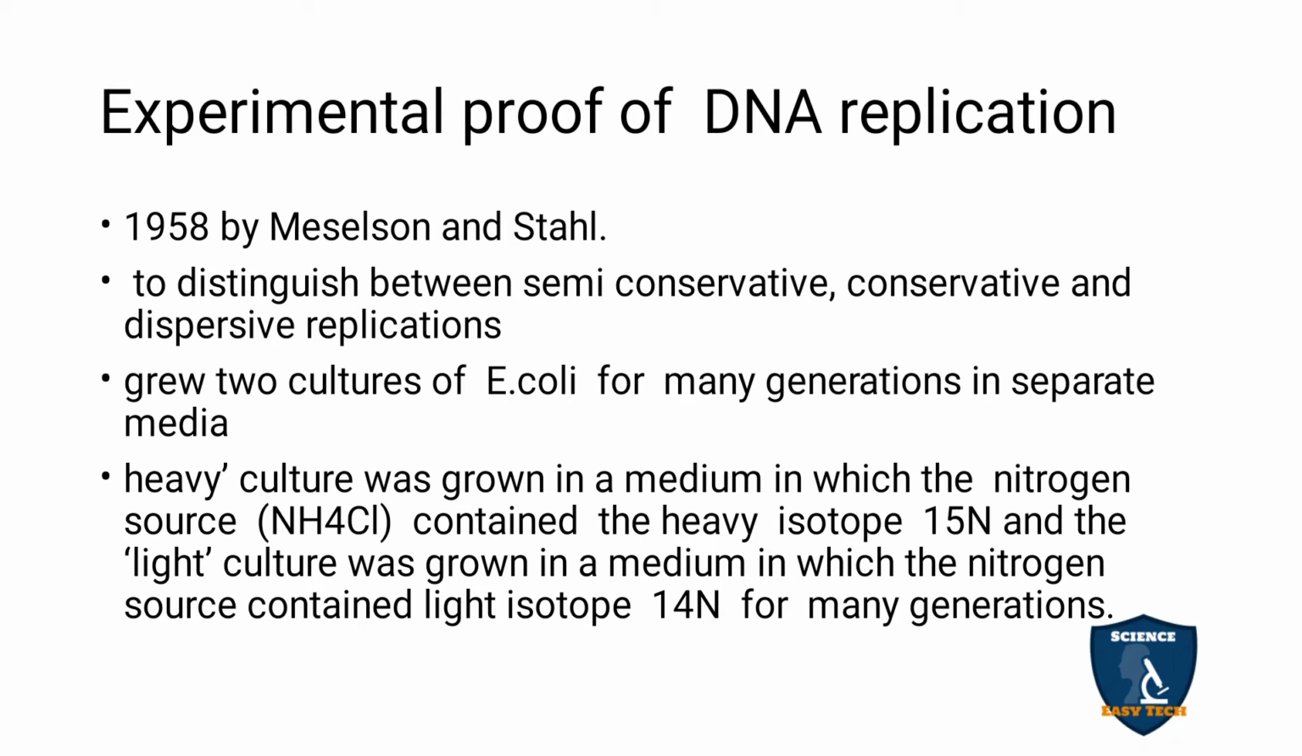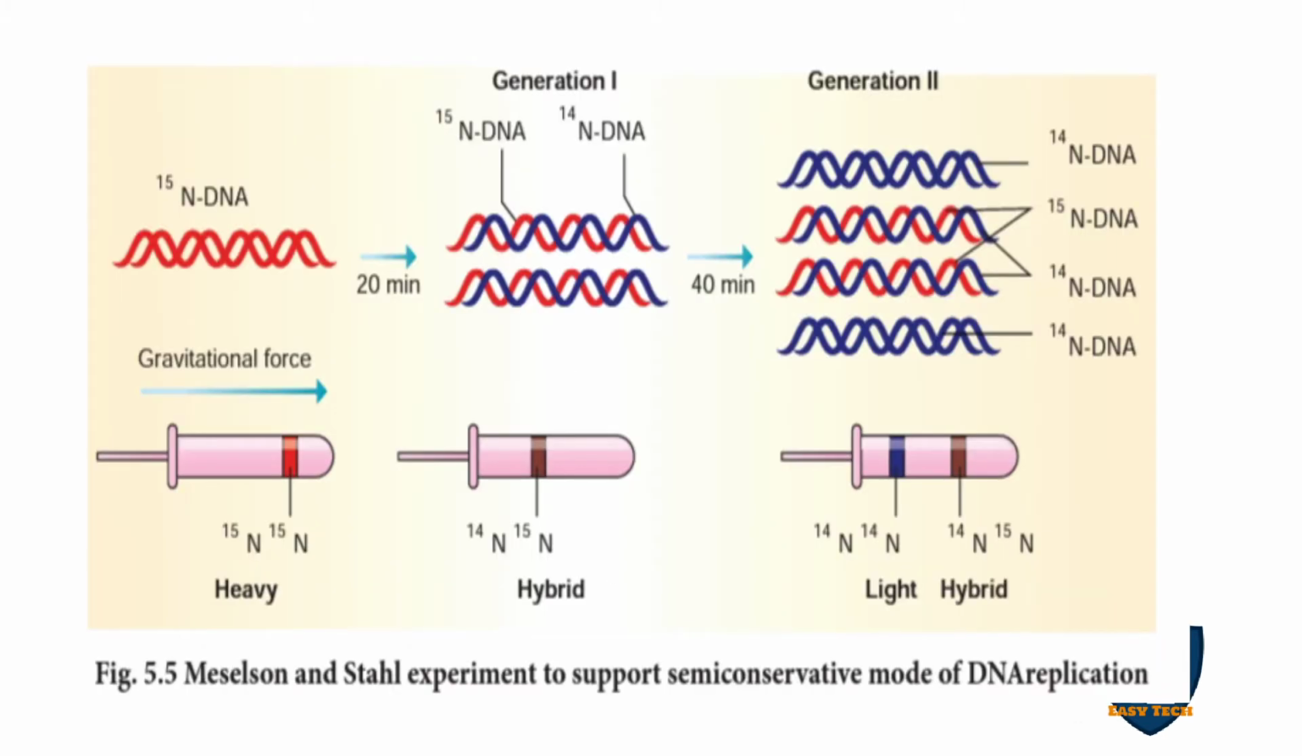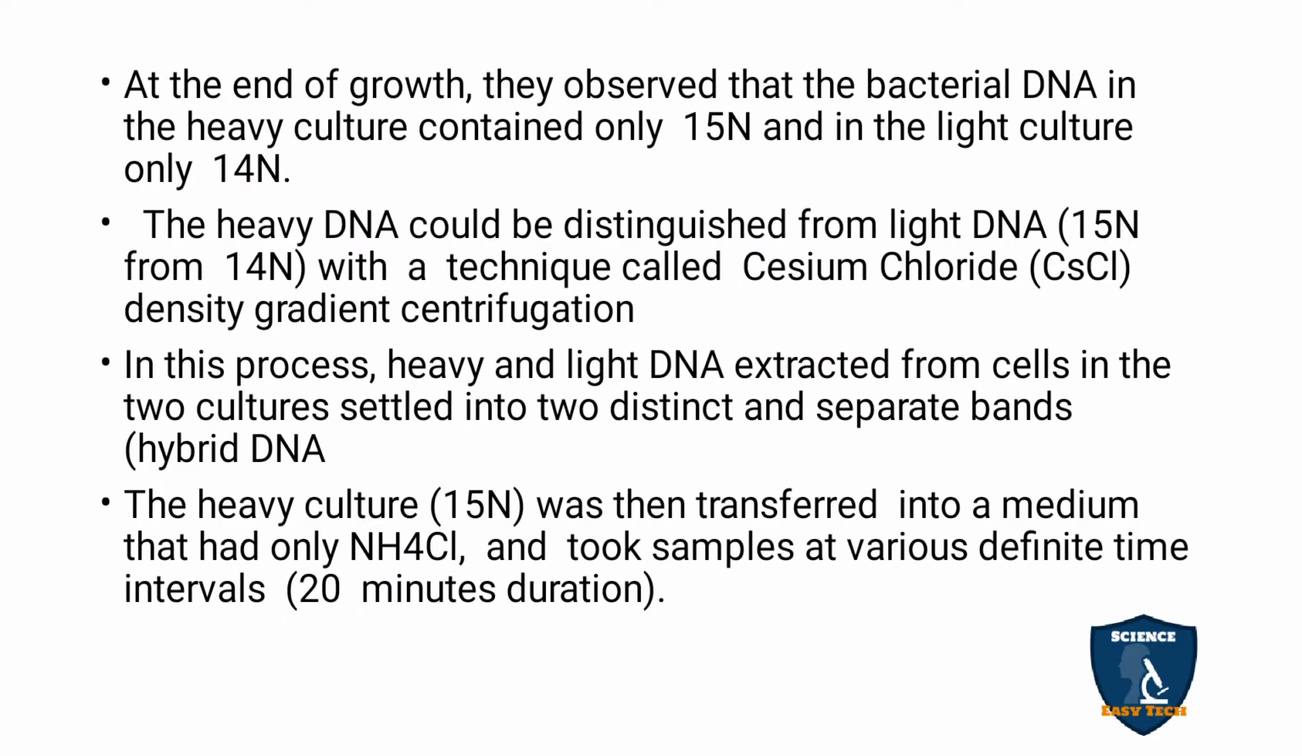One is the heavy culture medium, containing ammonium chloride, NH4Cl, with the heavy nitrogen isotope, nitrogen 15. The light culture was grown in a medium in which the nitrogen source contained the light isotope, nitrogen 14. The experiment was carried out for many generations.